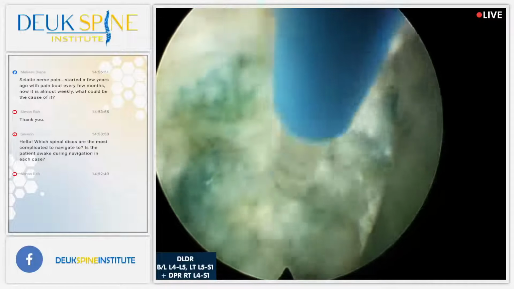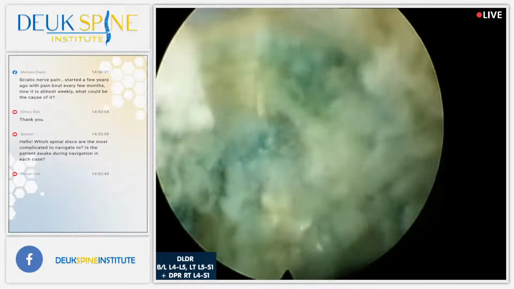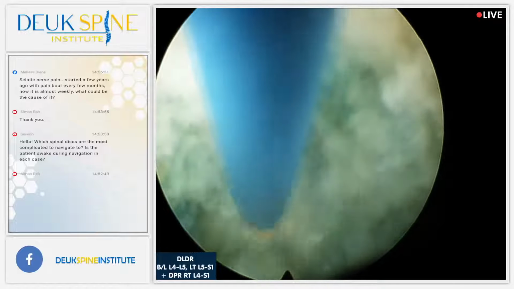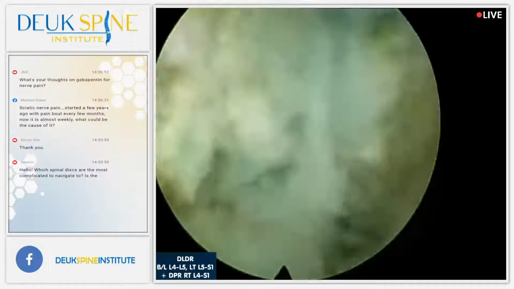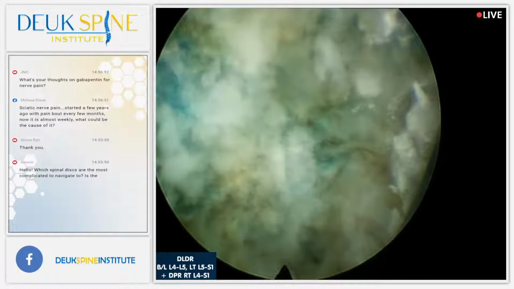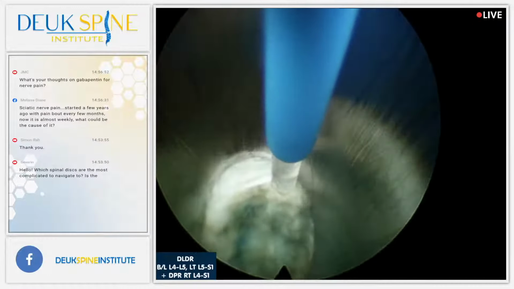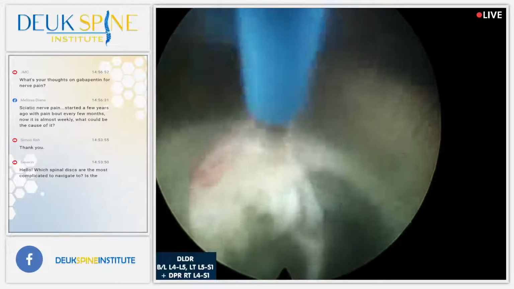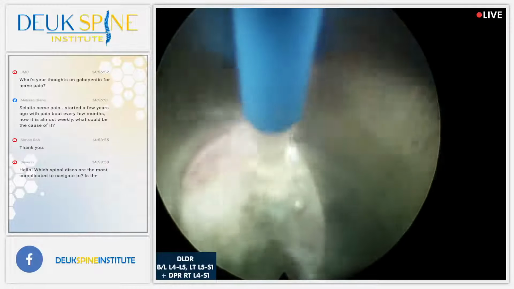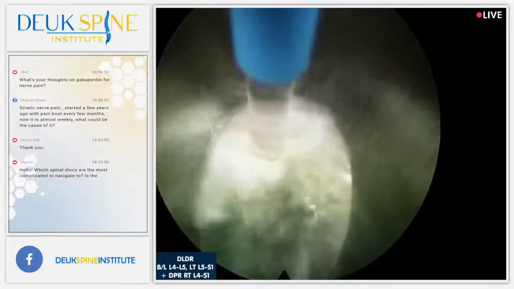I know that sounds complicated, but the whole point of doing endoscopic lumbar surgery is to go transforaminal, not translaminar. Everybody goes translaminar and they destroy the spine with it. So if you're going to do endoscopic, go transforaminal. If you can't do transforaminal, then you shouldn't be doing it. Send it to a surgeon who can, like me, like Deuk Spine Institute.